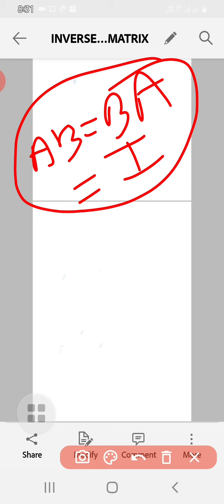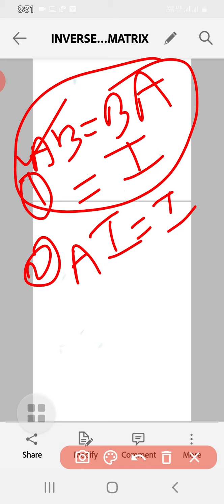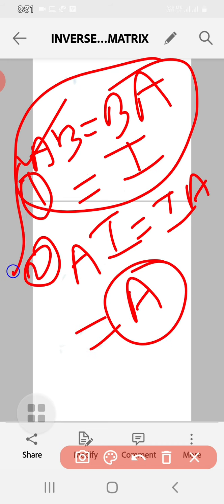I think you remember we discussed this point in our previous class. Another point is that any matrix multiplied by the identity matrix, A into I or I into A, gives back the same matrix A. These two points we have covered in the last class.